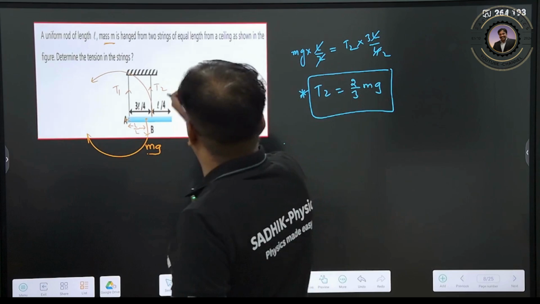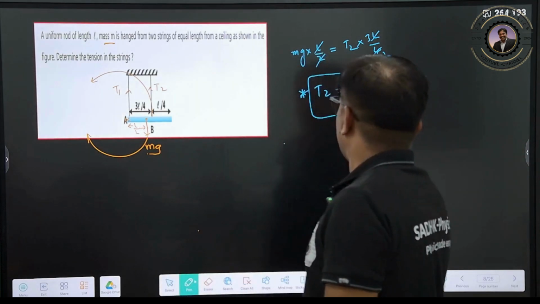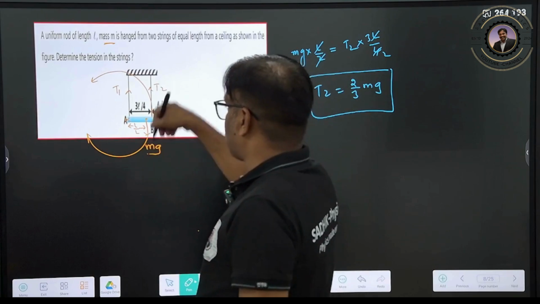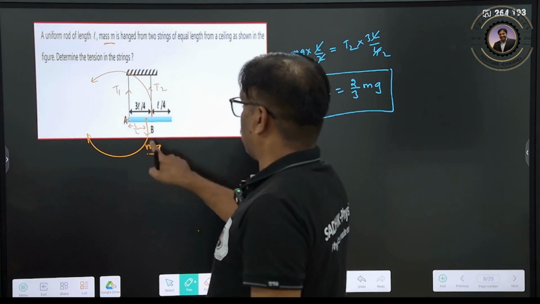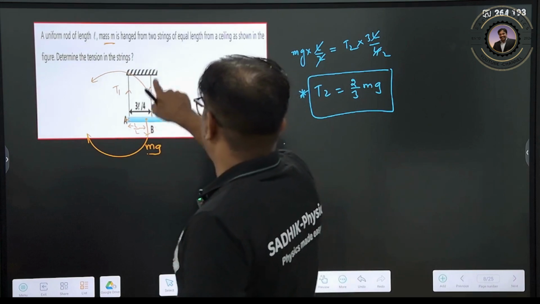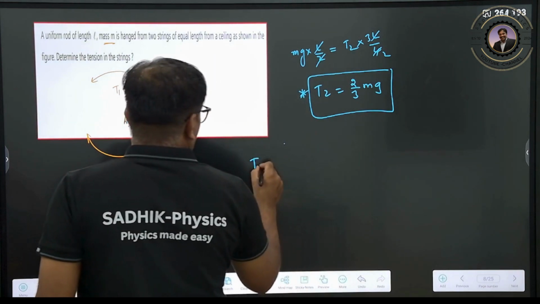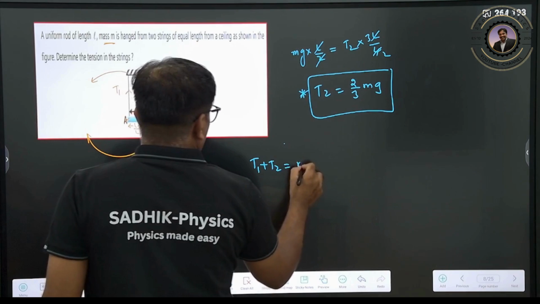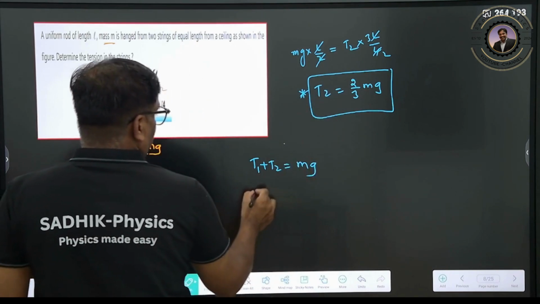I got T2 as how much now? 2 by 3 mg. So total downward force is how much now? mg. T2 is upward. So similarly you can write down T1 plus T2 is equal to mg.